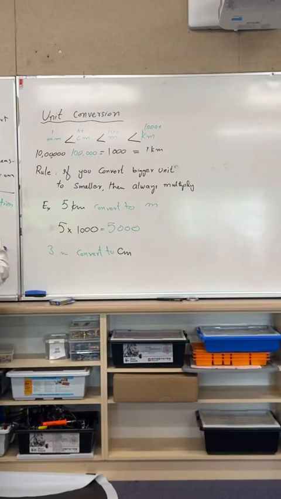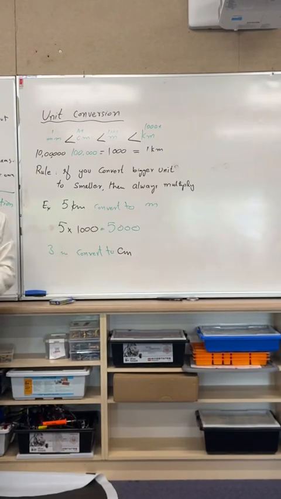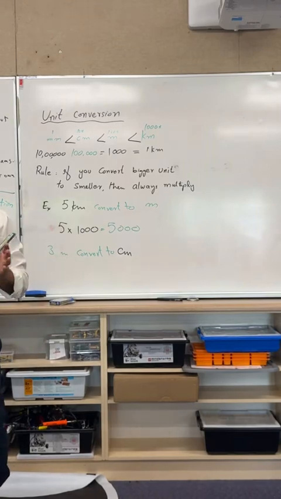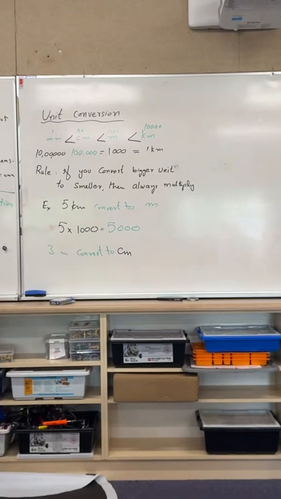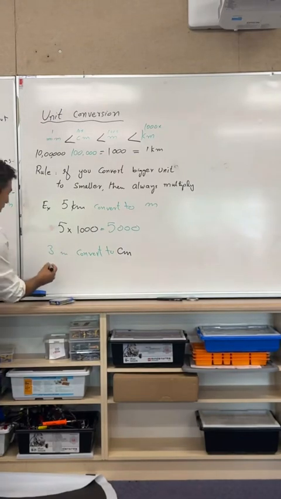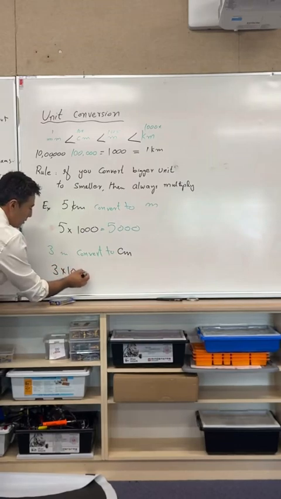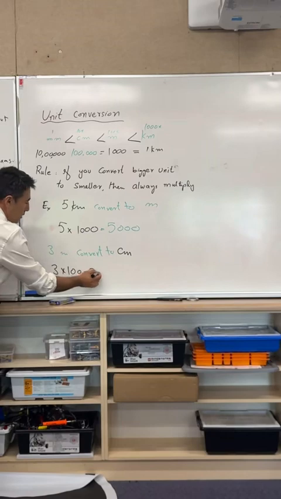You need to know how many centimeter we have in 1 meter. 100 centimeter is in 1 meter, right? So you have to times it by 100. So now see guys, 3 times by 100, that's 300.